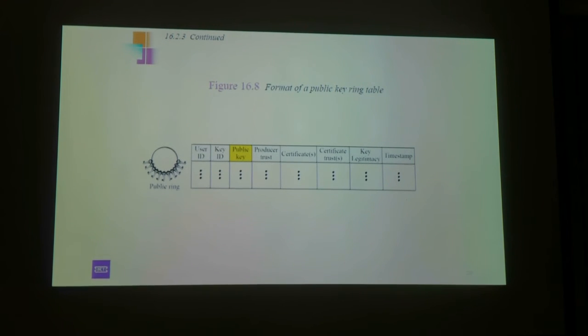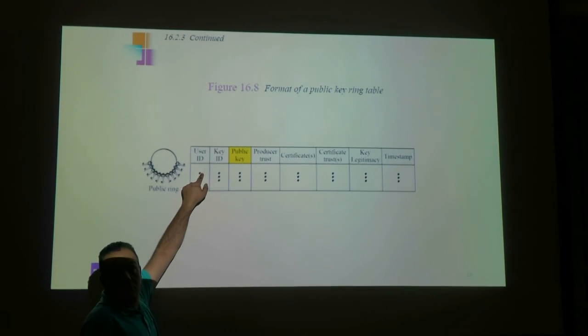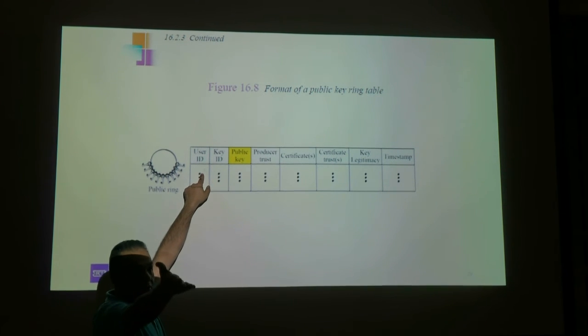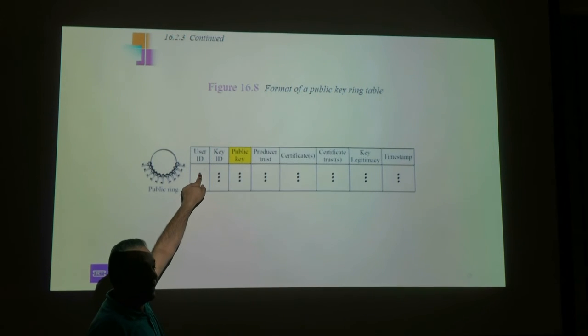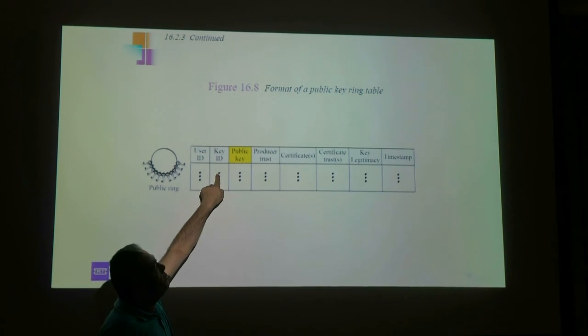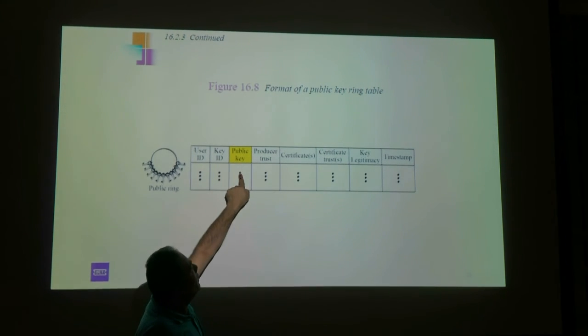When you look at the format of the public key ring, it's a little bit complex. Of course, you're going to have the user ID. What's your name? Scott. Scott, right? So I'll have the user ID scott@bridgewood.edu. The key ID will be the first 64 bits of his public key. And he will have the public key.